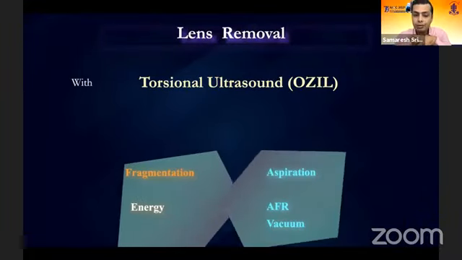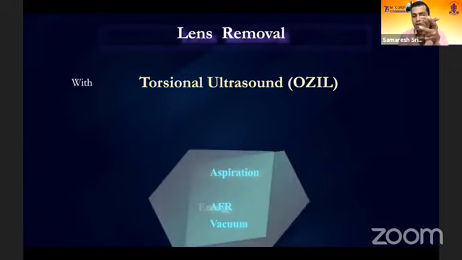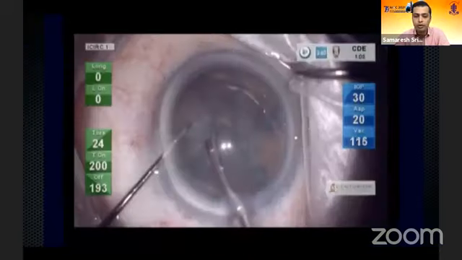When it comes to lens removal, we have to understand that there are synergistic and antagonistic factors. Your fragmentation and energy will try to push the nucleus away, while your aspiration will try to pull the nucleus back into the phaco probe.